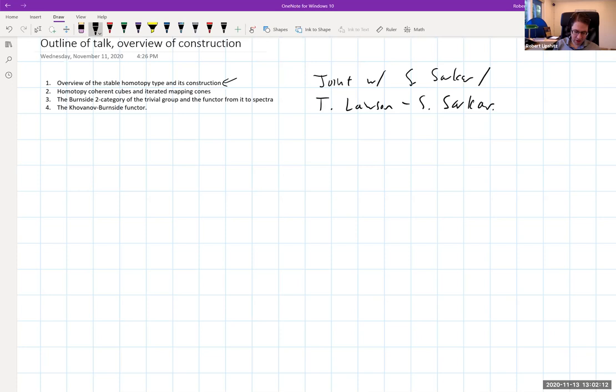Then I'm going to give you a very brief sketch of the steps in the construction. And then we're going to tackle those steps from easiest to hardest, basically, or from most previously existing technology to the new part. The first thing is taking iterated mapping cones, which is very familiar in some contexts to everybody and in this context to some people. Then I'll talk about a particular way of getting spaces, first going to something called the Burnside 2-category of the trivial group, and then how you can turn that into a spectrum. And then I'll talk about the particular cube in the Burnside category that actually gives Khovanov homology.